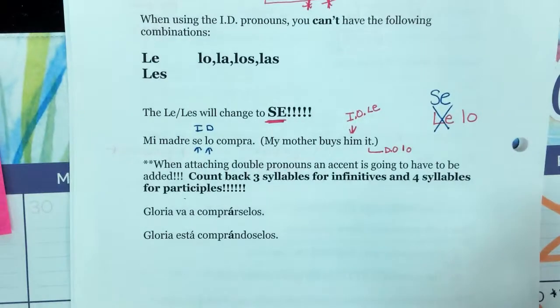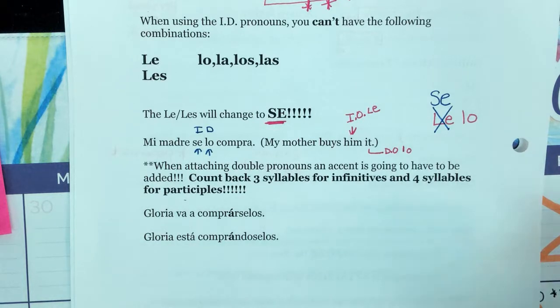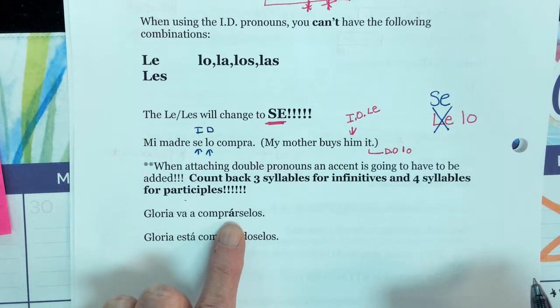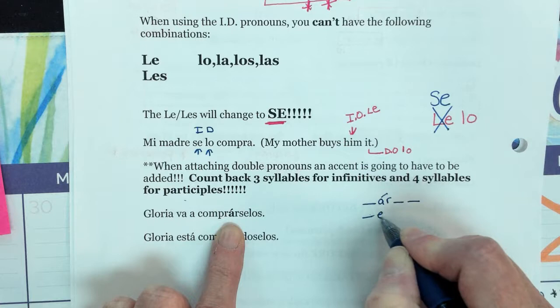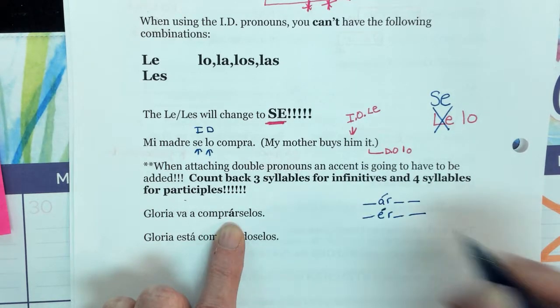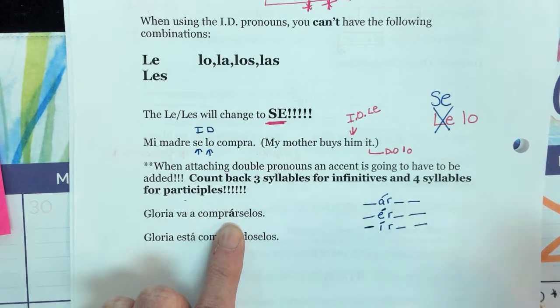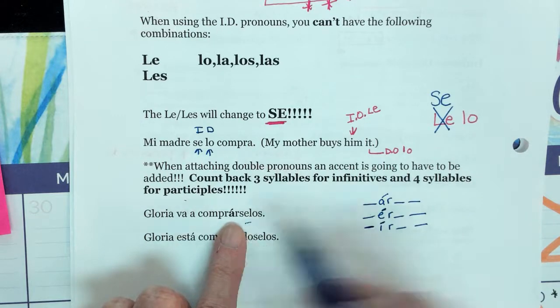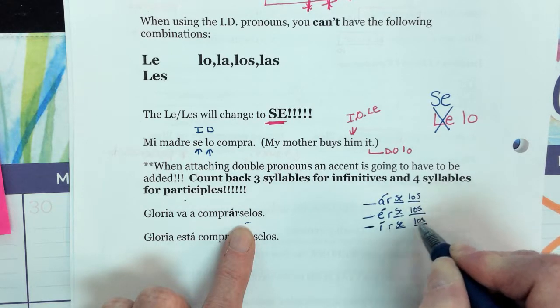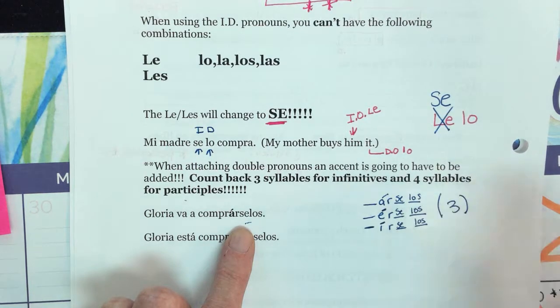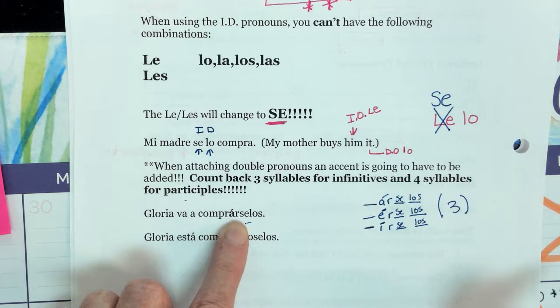So, one other thing that we need to remember is that if we're attaching to the end of an infinitive with two pronouns, we have to add an accent on the A of AR verbs, the E of ER verbs, and the I of IR verbs. So let's just say we're working here. So we'd have se, los, whatever that verb may be. So you'd be counting back 3. Gloria va a comprárselos. And again, you'd count back 3 to add your accent.